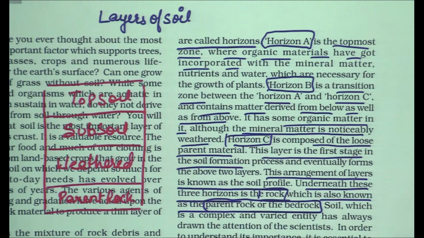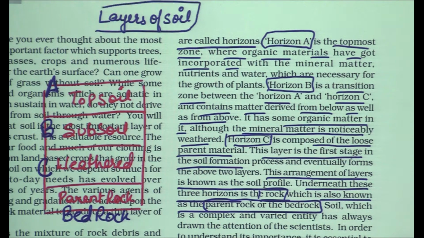And if I have to take these layers from the perspective of horizons alphabetically, this is genetic horizon A, this is B, this is C, and this is parent rock or bedrock. Layers of soil is the profile of soil.